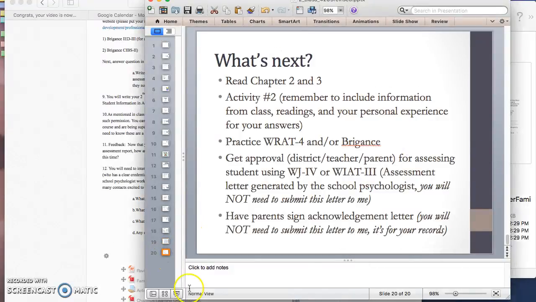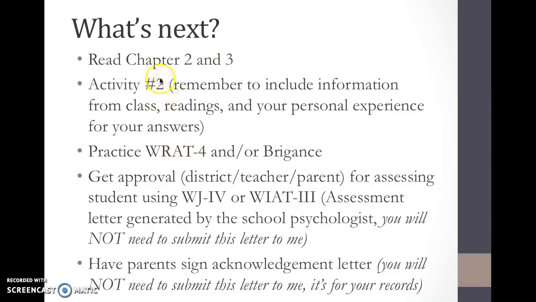So let's just go to what's next. You will be reading chapters 2 and 3 of Overton. You're going to do activity 2. Remember to include information from class. These are the videos, the readings, and your personal experience. I want you to practice the RAT and/or the Brigance if you have access to it. I want you to get approval, and remember, you don't have to submit that to me. It's just that legally you're responsible to get approval before administering the Woodcock-Johnson 4 or the WIAT 3. Have the parents or students sign the acknowledgement letter. Once again, you do not need to submit this to me. It's just for your records.